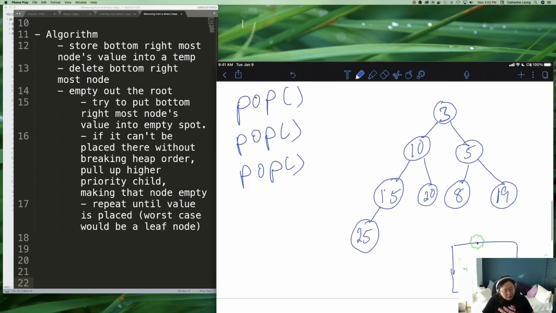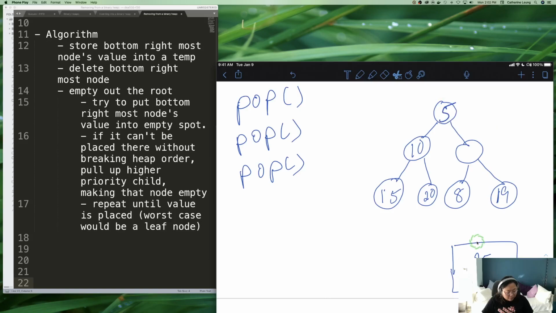So the first pop is going to do the following. We're going to take the number 25 and move it into the temporary. We're going to get rid of this node right here. The number that goes away is 3. Now, can I put 25 into the spot that's now available? The answer is no, because 5 and 10 are both higher priority. So we move the 5 up because 5 was the higher priority child.